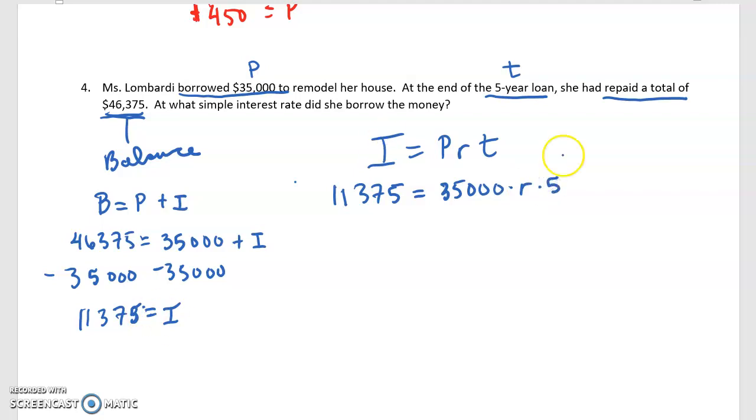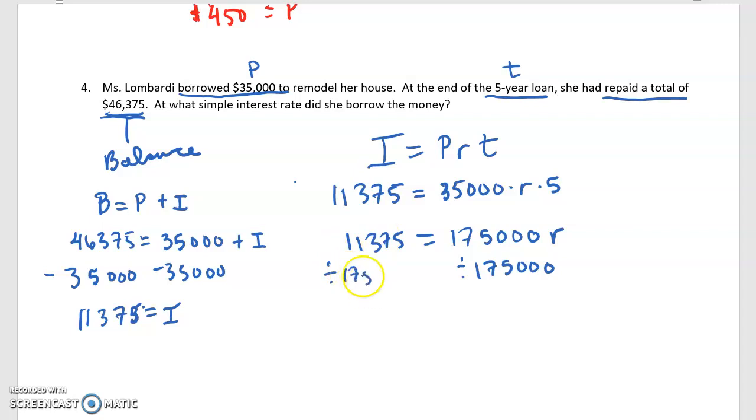Go ahead and simplify and multiply 35,000, that's your principal, times 5, that's your time. And then go ahead, and this time our inverse is division, right? Here we were adding, so our inverse is to subtract. Here we're dividing or multiplying, so our inverse is to divide. So every problem is unique. We have to look at each one as we go.